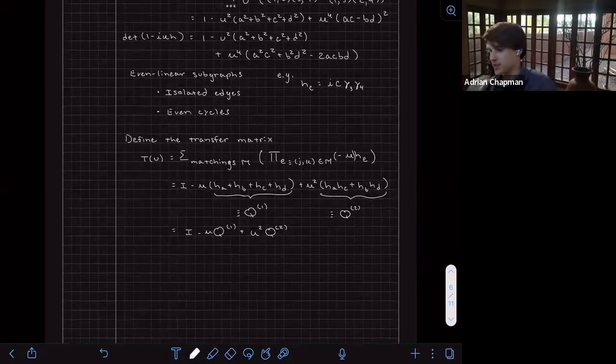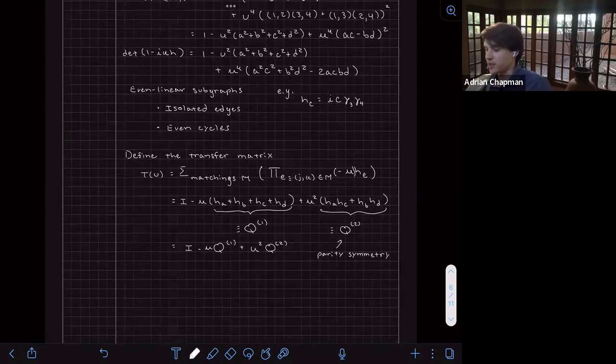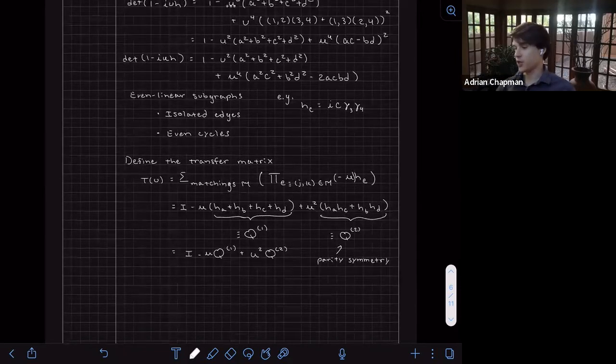Now, the other thing to note is that Q2 is actually an instance of the parity operator. So this is a parity symmetry of the free fermion model. If I map each of these factors to fermions, I'm going to see that H_A times H_C, up to a sign, is the product of all fermions gamma 1, 2, 3, 4. So that's the parity symmetry operator.